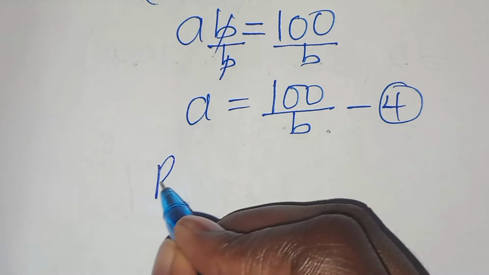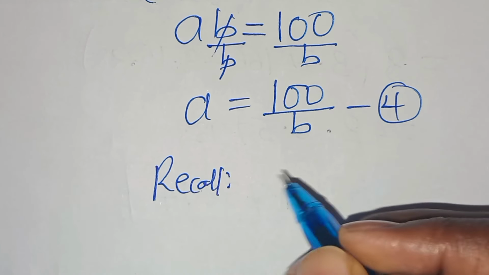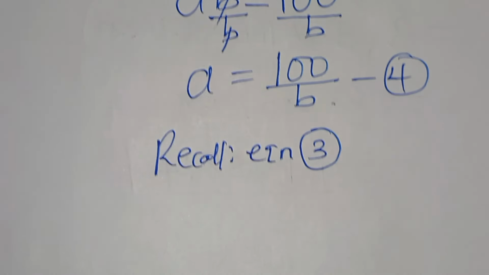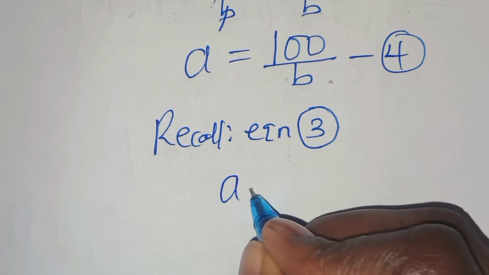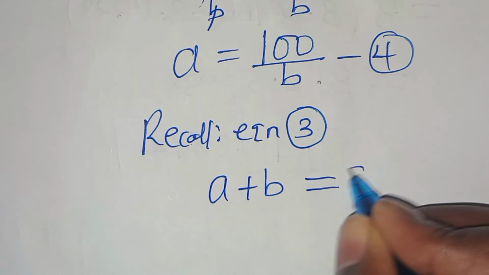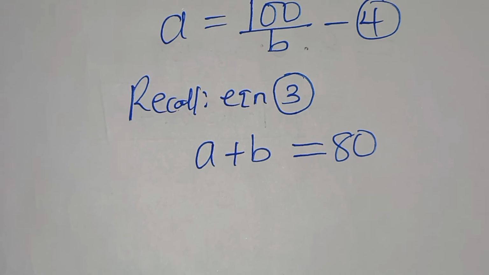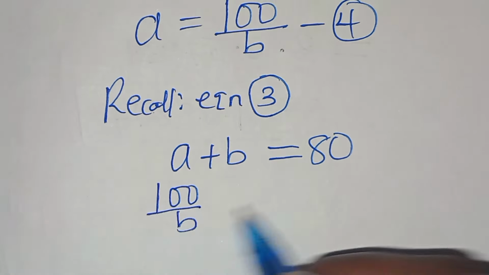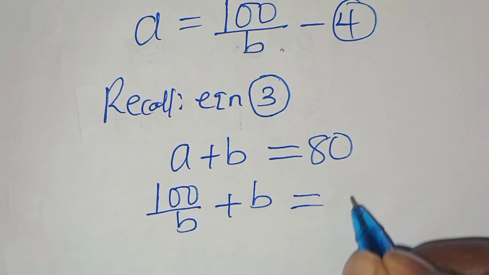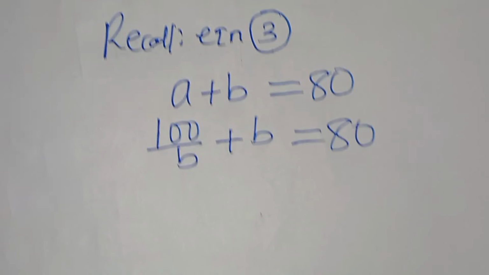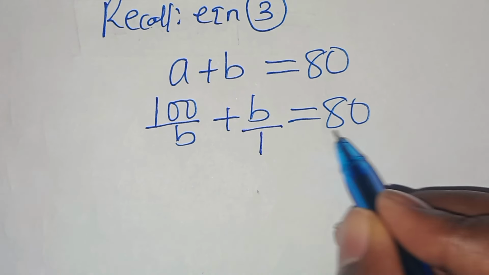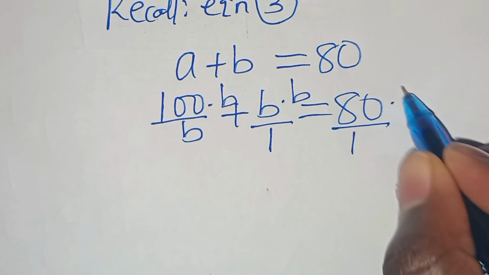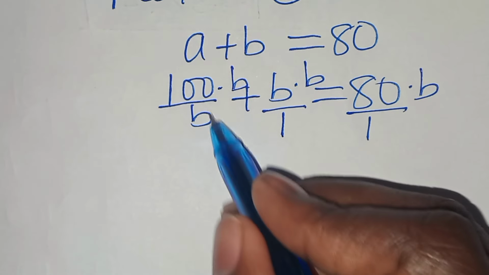If you recall from equation 3, which is a plus b, this is equal to 80. So let's substitute a, which is 100 over b, plus b, this is equal to 80. So b is a whole number and 80 is a whole number. So let's multiply both sides by b so that now we eliminate b here.